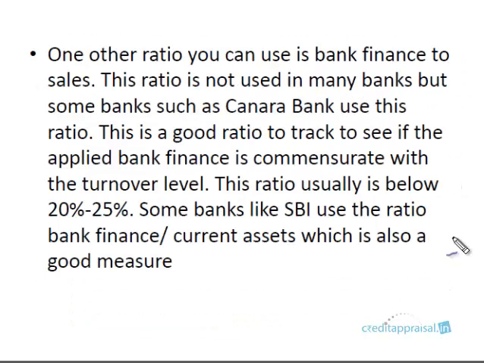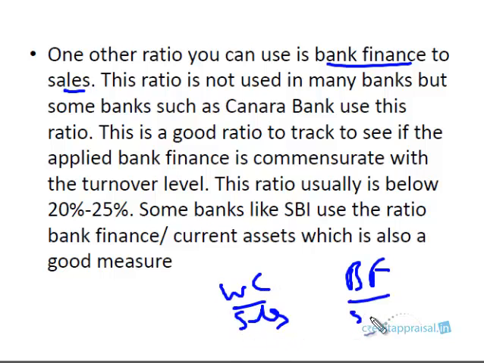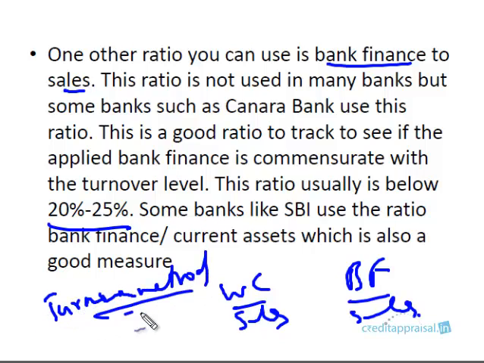Some banks also calculate bank finance to sales. We have calculated working capital to sales, but some banks actually calculate bank finance to sales. Many banks use it. Usually a benchmark norm is around 20 to 25%. Again, it comes from the turnover method, which is usually not applied for huge limits, say above 5 crores. But still, bankers have this sort of thumb rule, where they take the turnover and say 20 to 25%.